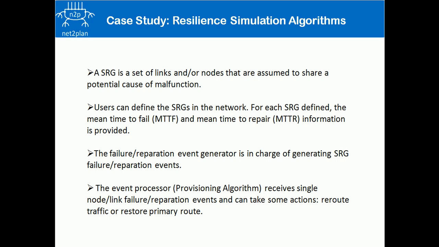The event generator is in charge of generating SRG failure reparation events, while the event processor receives single node or link failure reparation events and can take some actions like rerouting traffic or restoring the primary route. So, it's possible the event processor receives more than one event per SRG.